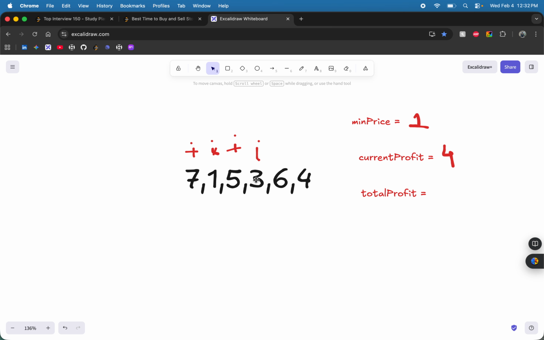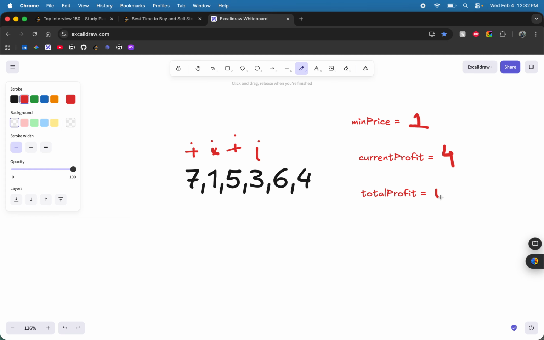Okay, so it's time to buy again, therefore we store the previous profit in this one. Earlier this was 0, so 0 plus 4, and we mark current profit as 0 because we are buying again. Now we come here, we see that this is smaller than the previous one. We calculate the profit, 6 minus 3 is 3.